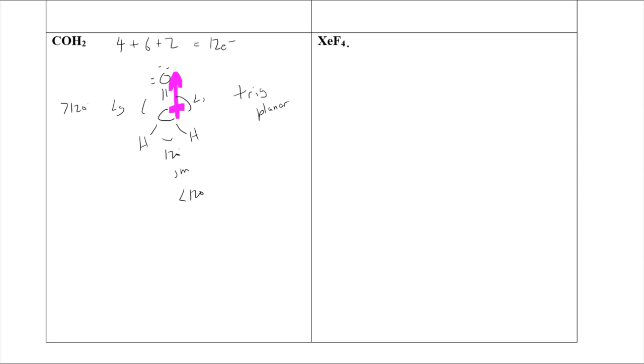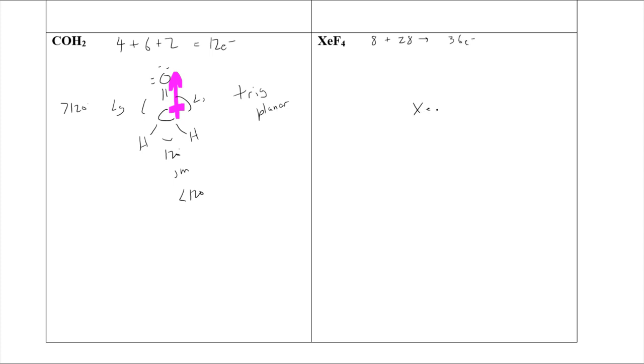Our last one's really kind of a neat one, xenon tetrafluoride. Xenon being a noble gas, not too many compounds form with xenon, but you get a few. So fluorine's really reactive, so it'll react with that. So we get 8 plus 4 times 7 is 28. You add those together, and that's a lot. You get 36 electrons for this one.